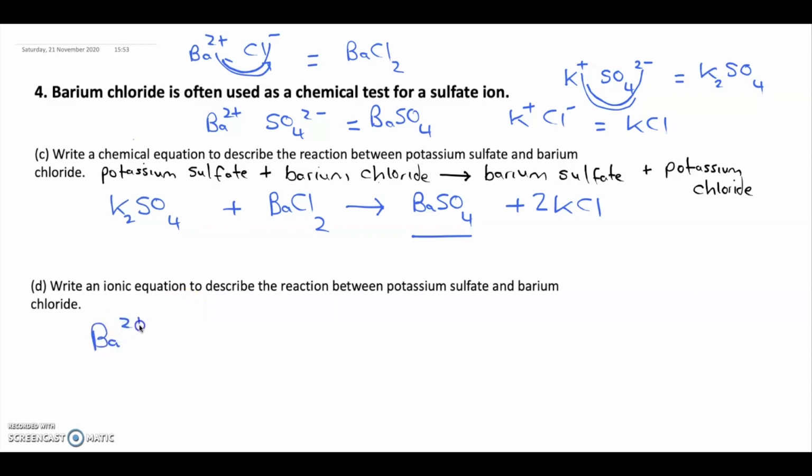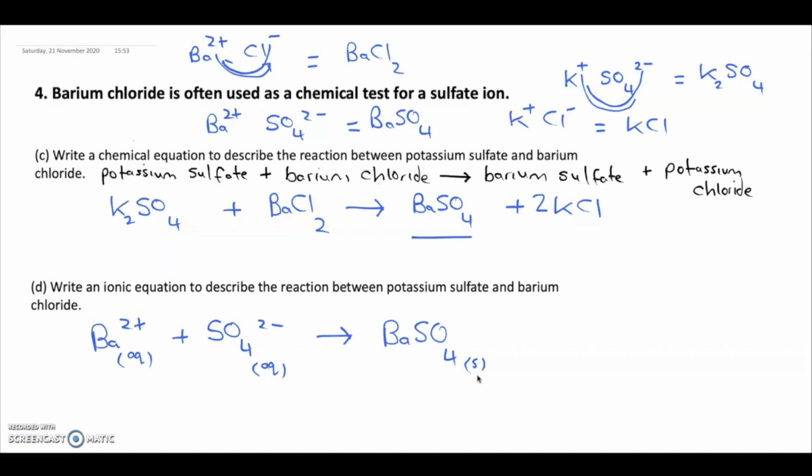Now the precipitate is BaSO4. So if I'm going to write the ionic equation to describe the reaction, all I need to do is write the 2 ions that produce BaSO4 when they react together. So the 2 ions will be Ba2+ and SO4 2-, and the state symbols will be aq for both of these, and the precipitate that forms is BaSO4, and I indicate that it's a precipitate by using the state symbol s.